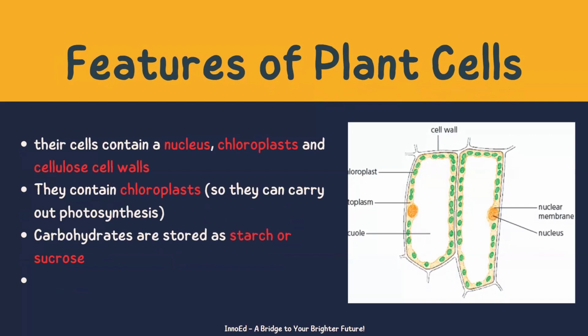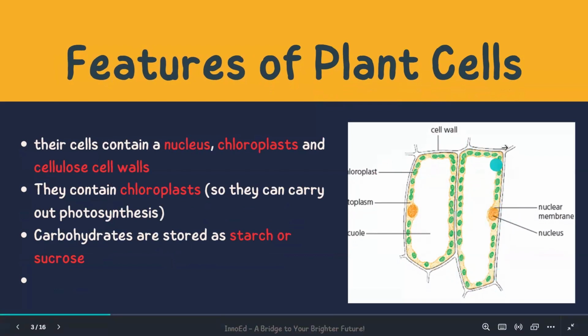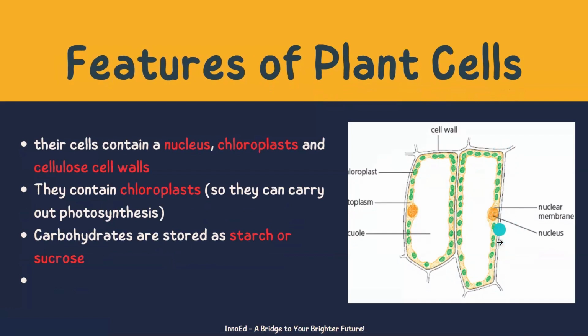These are the features of plant cells. Plant cells contain a nucleus, the chloroplast, and a cellulose cell wall. You can see the double layer here. This is the cell wall. The plant cell walls are made of cellulose. And since they contain chloroplasts, they can carry out photosynthesis. And they store starch or sucrose as food storage in their cells.